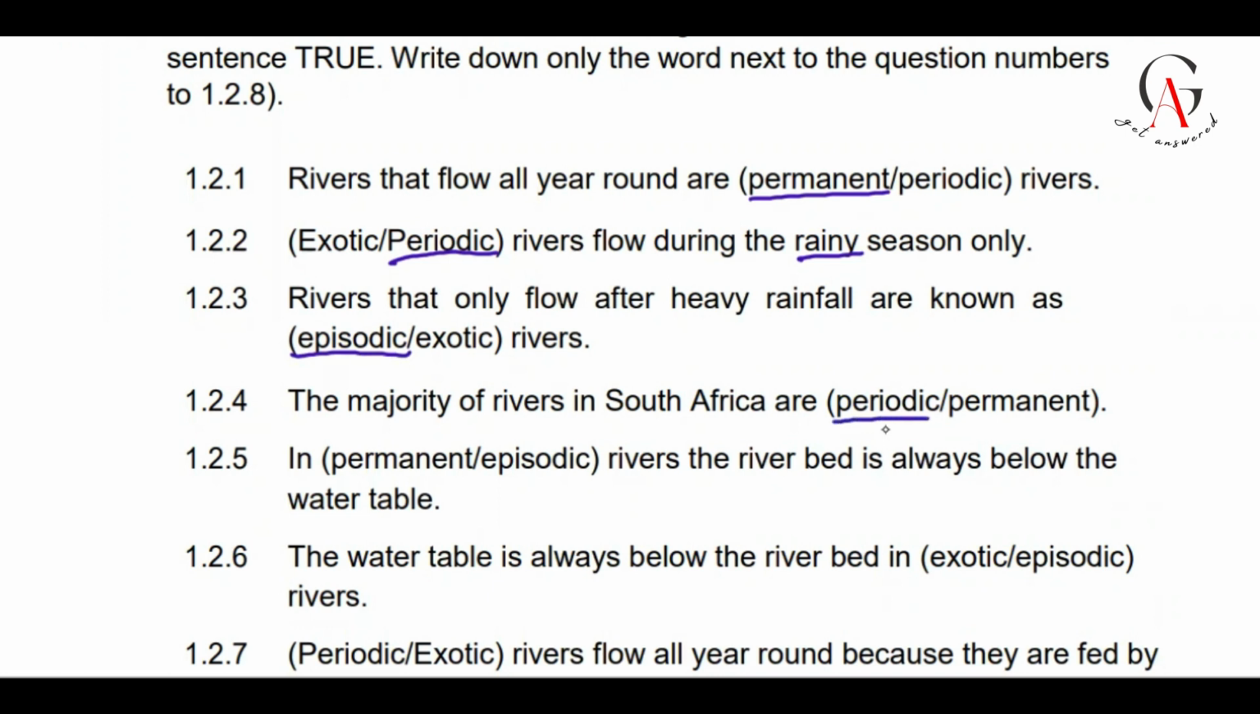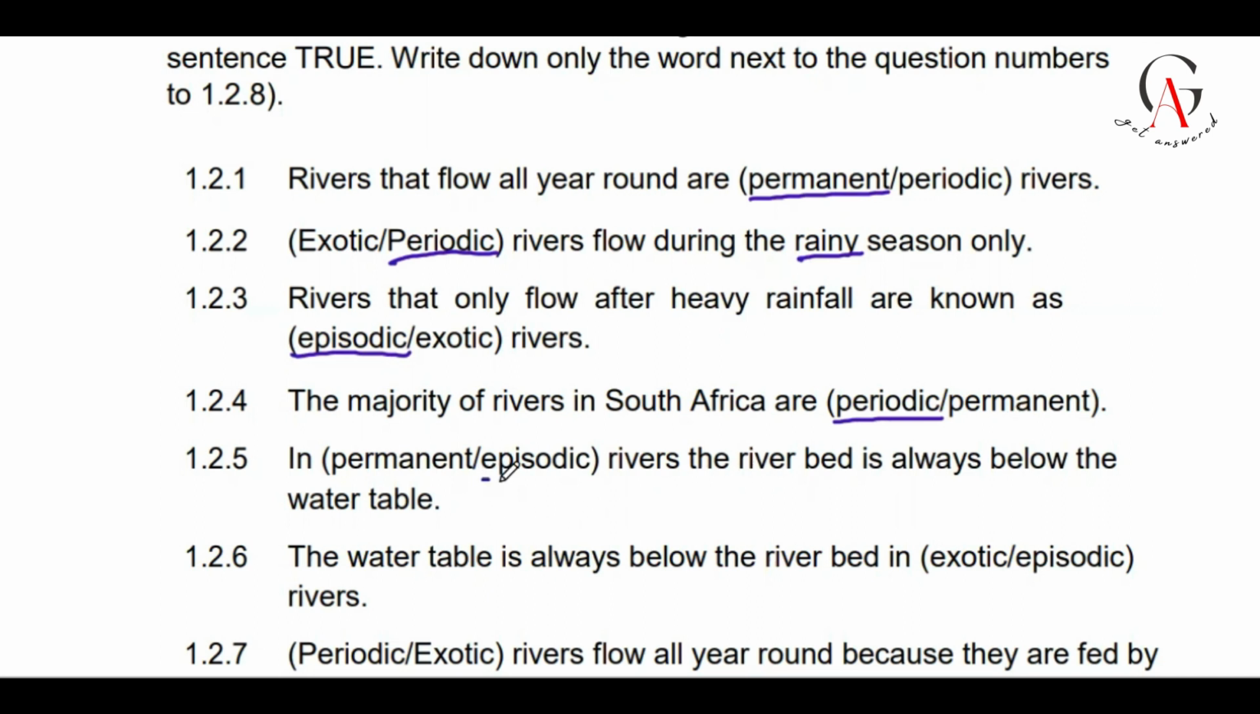This is being evidenced whereby the amount of rainfall is less, and South Africa is a water scarce country, meaning they've got fewer permanent rivers. Most of them are periodic rivers. That is why during times of drought there is scarcity of water. So it is the reason why we say that the majority of the rivers in South Africa are periodic rivers. Number 5, in permanent stroke episodic rivers, the riverbed is always below the water table.